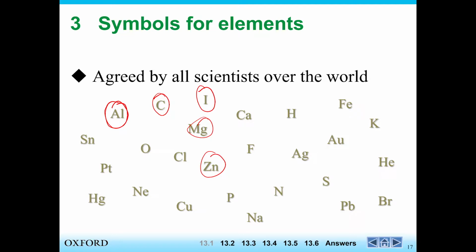So it's not going to be like I'm talking about Mg and you have no idea, or I'm talking about O and you're like, OMG, does everyone know this? Actually, yes, it's all over the world. We're using this system to simplify things. That's why we're using symbols.